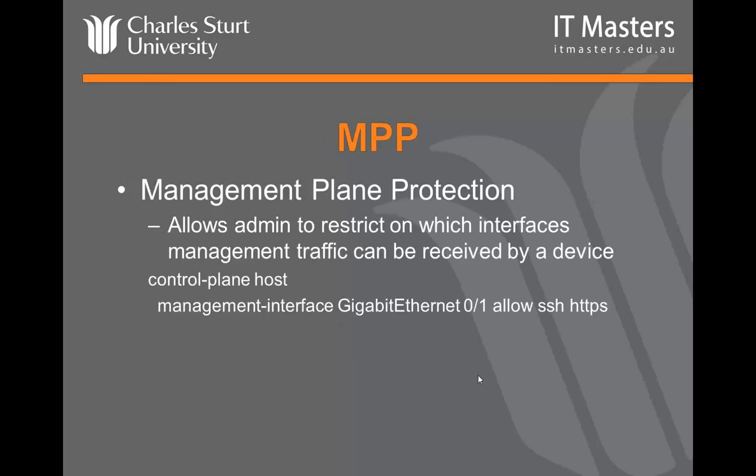MPP, Management Plane Protection. This allows your admin to restrict which interfaces management traffic can be received on by a device. So it's a really simple protection tool. Control-plane host is your keyword in the configuration, then management-interface GigabitEthernet 0/1 allow SSH and HTTPS. So it can only come in through the Gig 0/1 port using SSH or HTTPS.